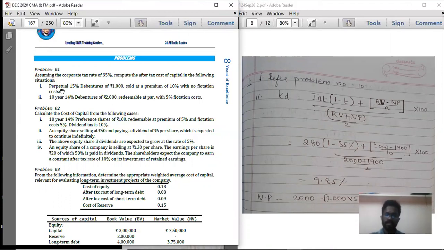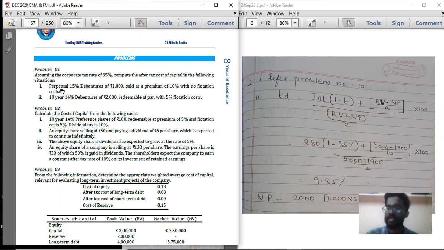So it is a perpetual debenture, irredeemable debentures, that is issued at 15% debenture interest rate. You are issuing 1000 debentures, value of 1000 rupees per debenture. So it is sold at a premium of 10%. That is, 1000 rupees debenture is sold at 1000 into 110%, that is 1100. 1100 rupees you are selling each debenture with no flotation cost.